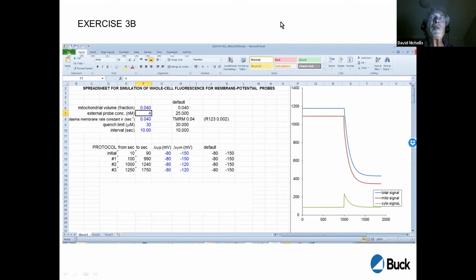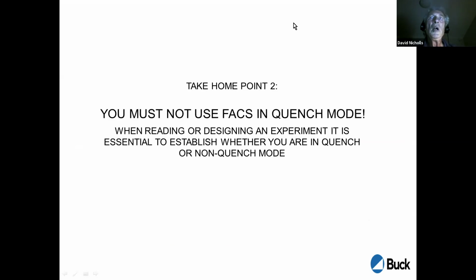Okay, I think we've hammered that home pretty well. I do it in capitals here as though I'm tweeting from the White House. You must not use FACS in quench mode. So it's essential, first of all, when you're designing an experiment, to establish whether you're in quench or non-quench mode. If you're interpreting somebody else's experiment in the literature, are they in quench or in non-quench mode?